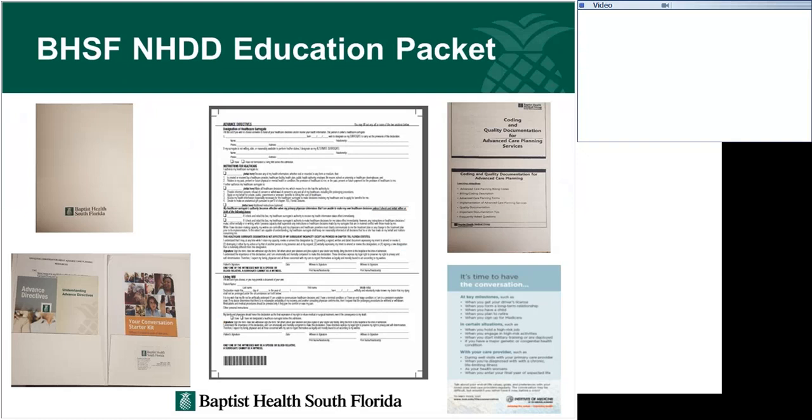So this is just sharing what our education packet looks like. It's a folder that we provide, and it opens with two pockets. We have the conversation kit in there, our own advanced directive documents, a copy of the Dear Doctor letter from the Stanford website, and a copy of links to all the websites, including the Conversation Project and NHDD.